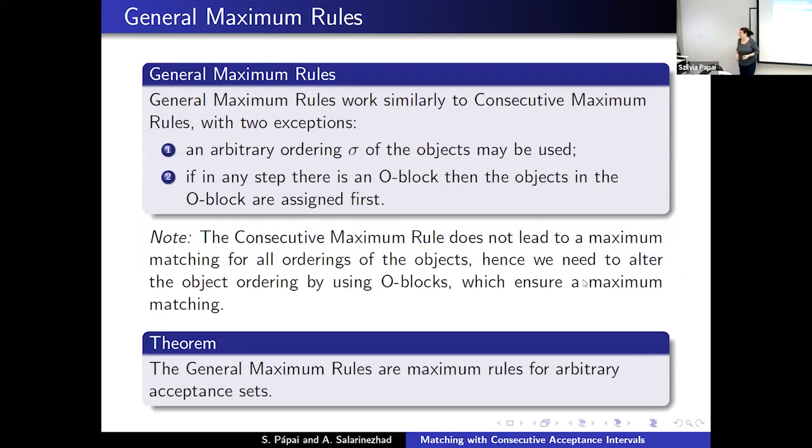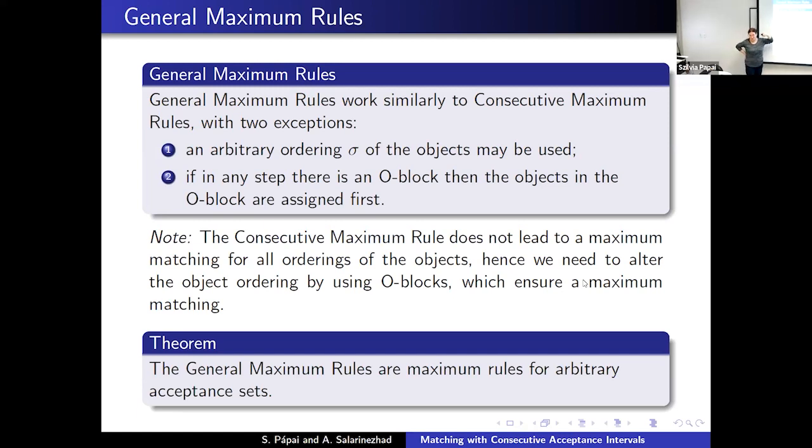So that's an O block. And so a general maximum rule is similar to a consecutive maximum rule, except, well, it's quite different. First of all, you can use an arbitrary ordering of the objects. So now we are not sticking with the common ranking. In fact, the common ranking is irrelevant, because we have arbitrary acceptance sets.